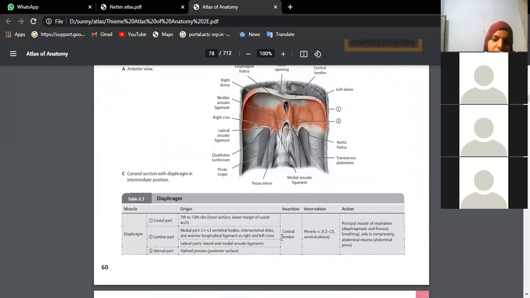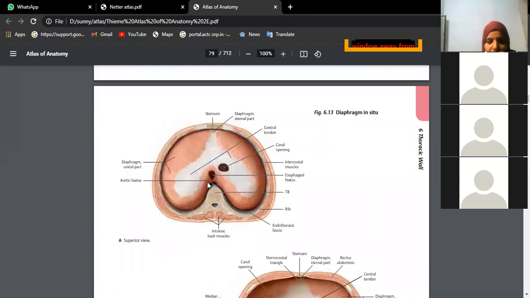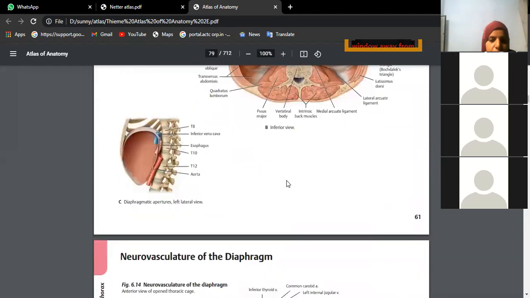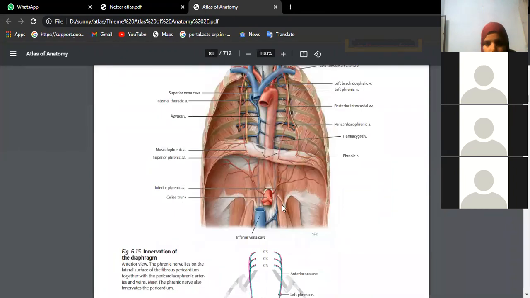I discussed already origin insertion many times. Okay, just open this atlas and try to check the origin insertion. Sternal fibers, costal fibers, lumbar fibers, all these fibers will go towards the center. They get inserted into the central tendon of diaphragm. IOA 8 and 12 are the major openings, right? This is the central tendon. Many times we have discussed the openings, no? I is inferior vena cava, O is esophagus, and A is abdominal aorta.